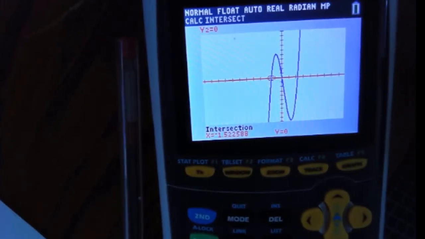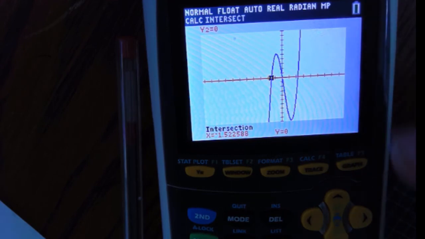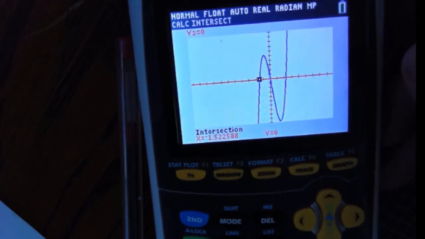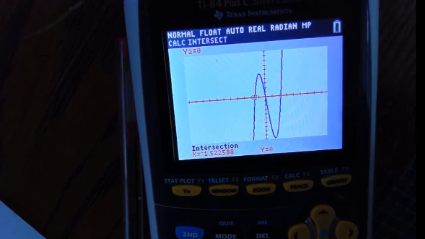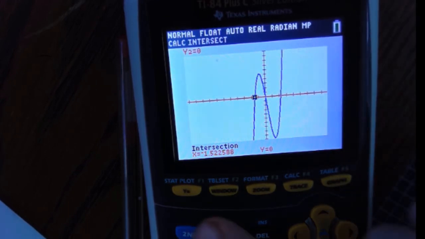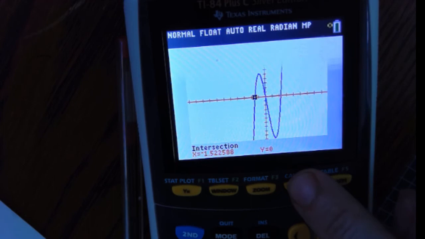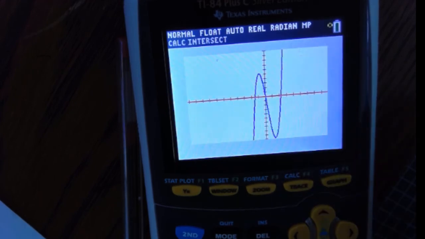So this is my point of intersection right there. That's my one point of intersection. Now let's do another one. Again, you do the same process 3 times, because I can see I have 3 points of intersection between the red and the blue graph. So hit second, trace, number 5.